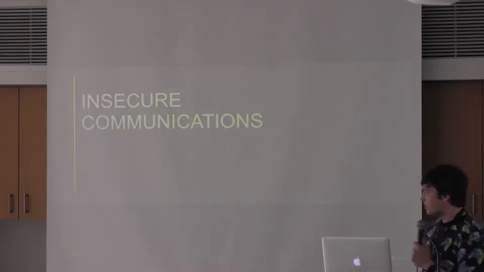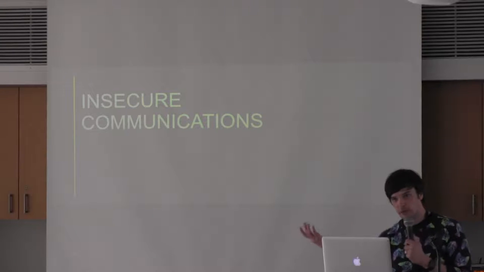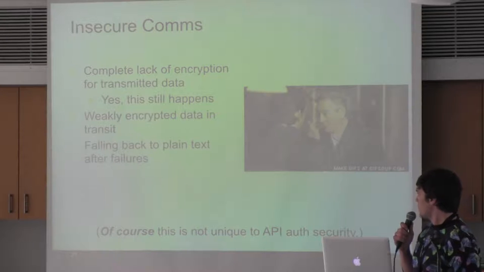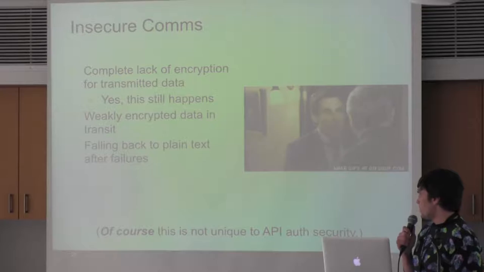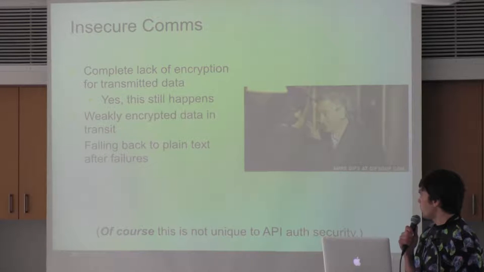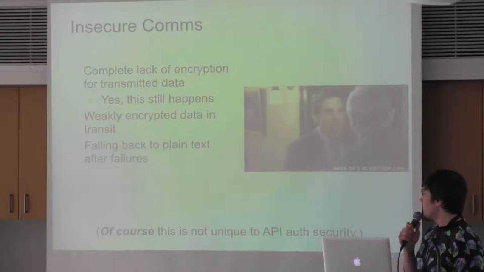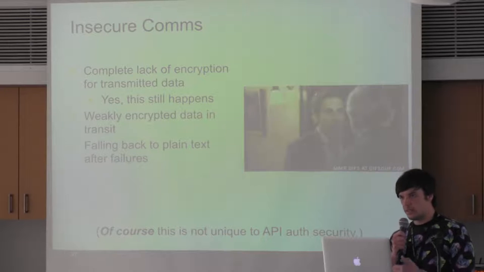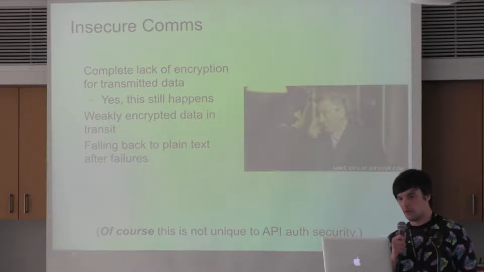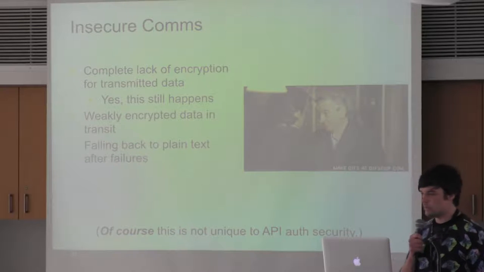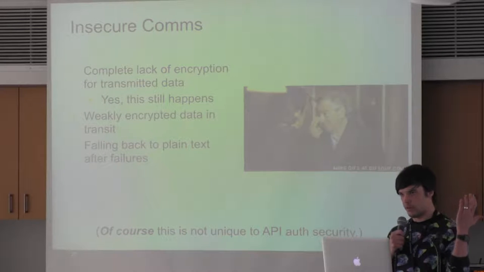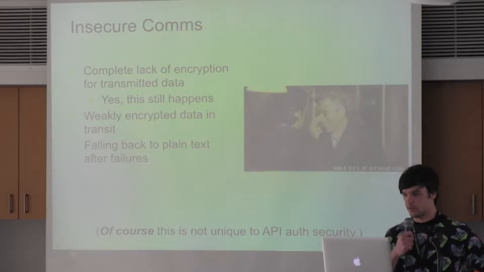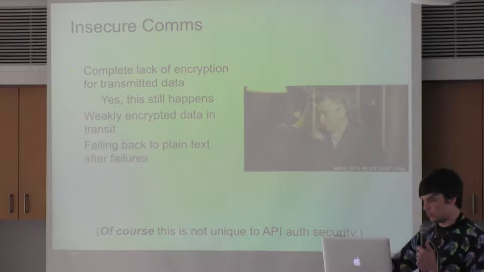This is also really dumb: insecure communications. What does that mean? It's where you don't use encryption. Yes, obviously this still happens. This isn't unique to API auth security. It applies everywhere, in the days of PRISM-like things. This is probably important. It could be a complete lack of any protection, no TLS, no SSL, or people still rolling their own crypto, or falling back to plain text after a failure, or someone doing SSL strip, and you still happen to support unencrypted communications with whatever endpoint it is.